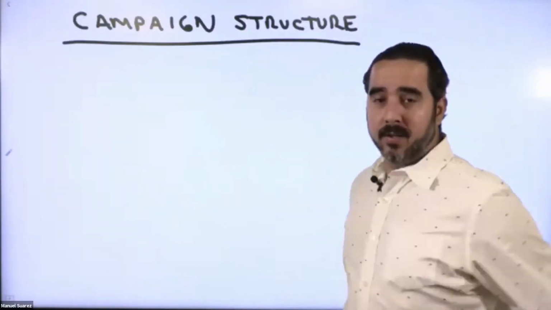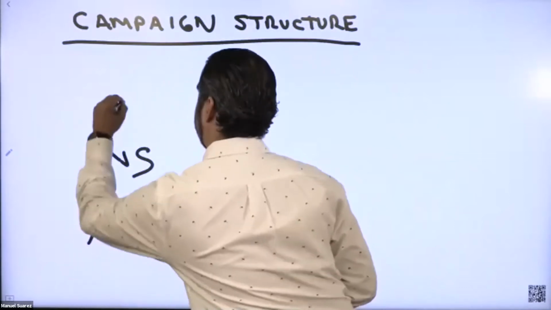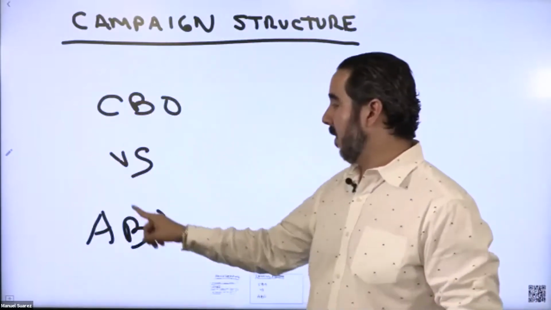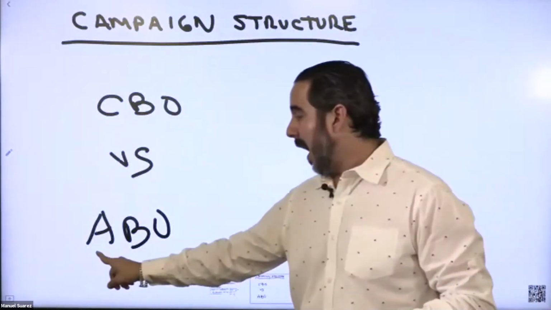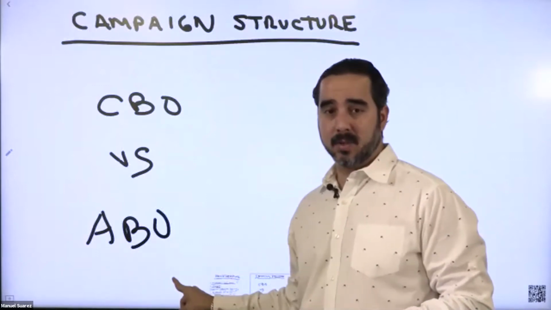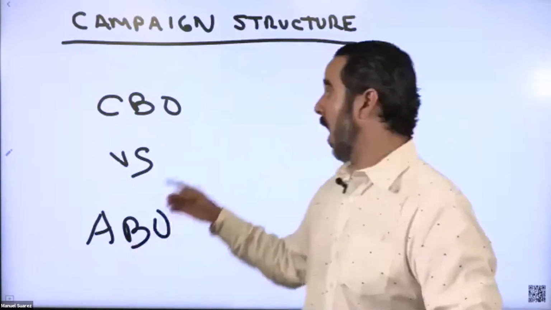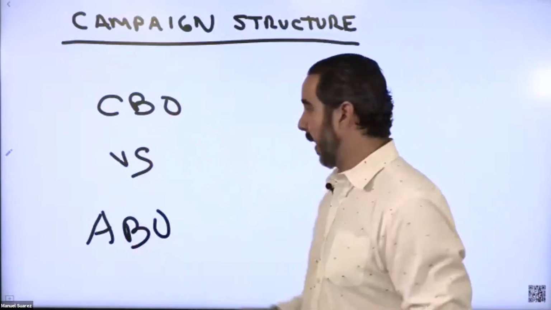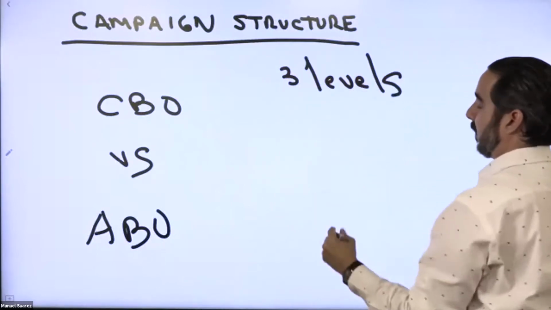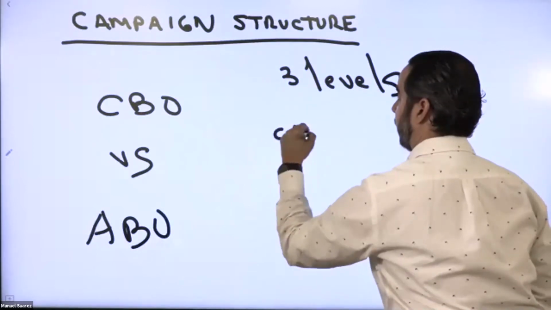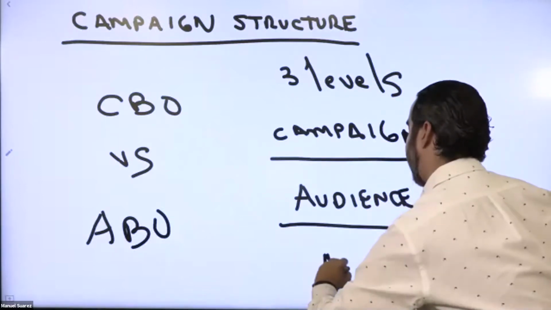Campaign structure, guys, all right? So things have changed. ABO and CBO. So it's CBO versus ABO, all right? Campaign budget optimization versus ad set budget optimization, all right? As you learn about creation of the campaigns, you're gonna see that there's an option at the campaign level, all right? So just to recap here, we got 3 levels inside the Facebook Business Manager. There's campaign, there is audience, and there is ads.